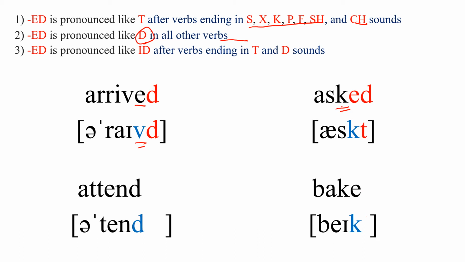Next one, attend. Consonant, so we put ED, and then this is this sound. So one of these two, so we add it and read attended. Next one, bake. This is an E ending, so we just add D, and then this sounds K, one of these sounds here, so it becomes a T sound, and then we read this baked.